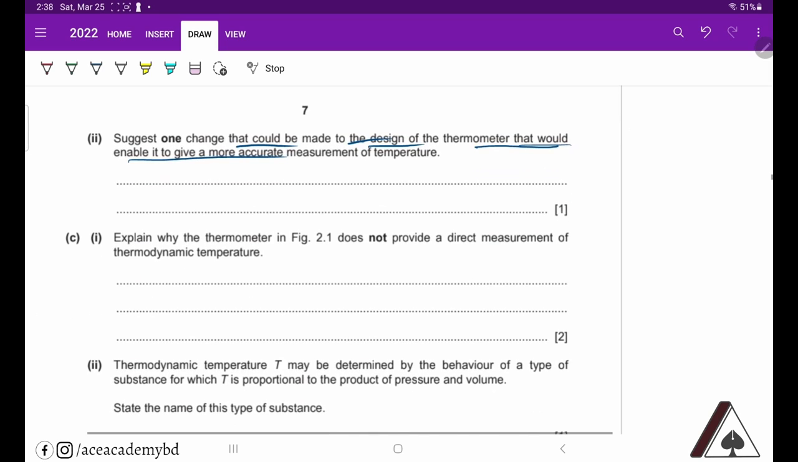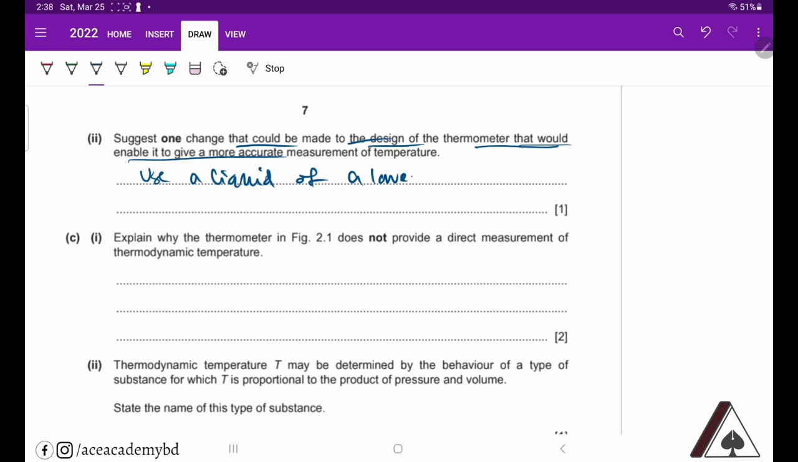Okay, so now in this question, basically we just have to say that we're going to use a liquid of a lower specific heat capacity. Use a liquid of a lower specific heat capacity, or small c.